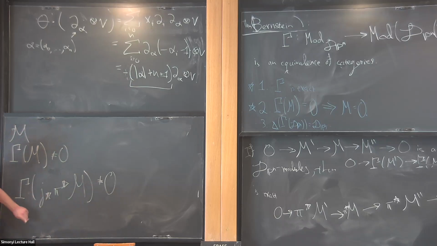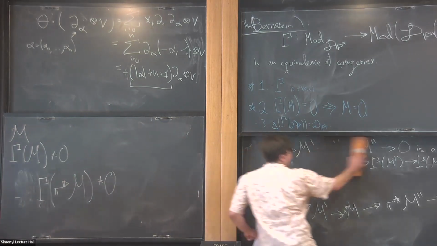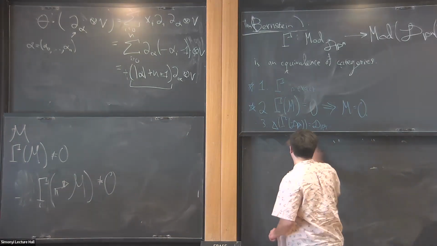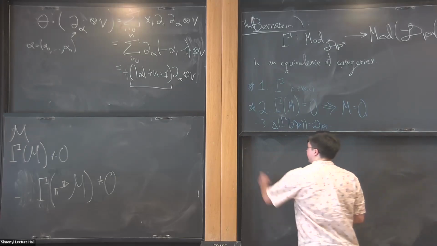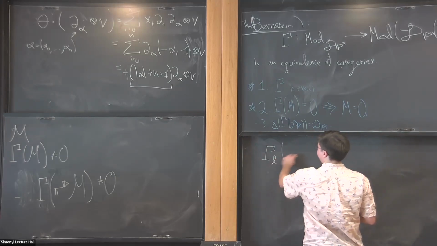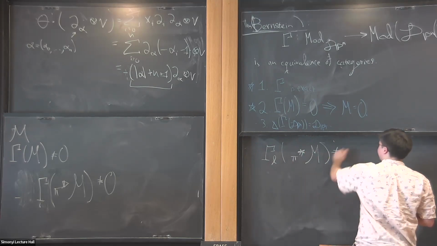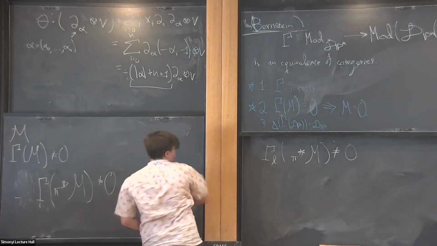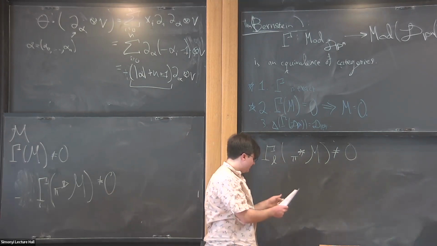But global sections don't change when you push forward. So we already know that Γ(π^* M) is non-zero. And remember, Γ(M) was Γ_0(π^* M). So we know this is non-zero. We just have to show that the Γ_0 part survives. So how do we do that? Since it's non-zero, we know that there's some integer L so that Γ_L of π^* M is non-zero. If all of these vanished, then their direct sum would surely vanish as well. So there's some integer L so that this doesn't vanish.